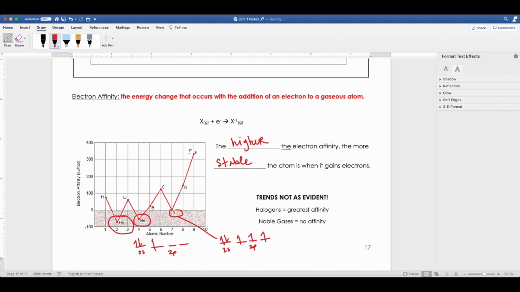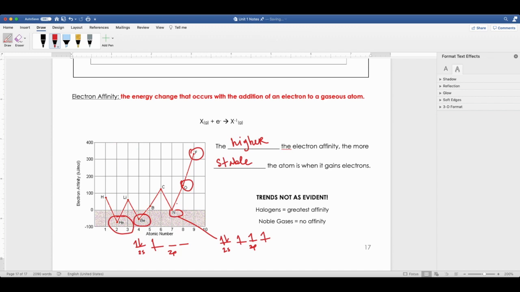So like we said, fluorine gains 1 electron, becomes very stable. Oxygen gains electrons, becomes very stable. Nitrogen's happy because it's got that half filled, but carbon actually wants to gain electrons more than nitrogen does. So because carbon has a higher electron affinity, it is more likely to gain electrons than something like nitrogen, which is interesting. Trends, though, are not as evident here.